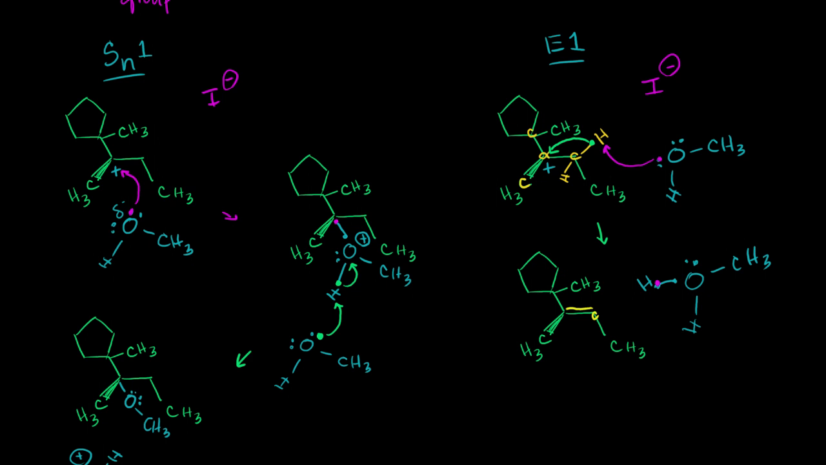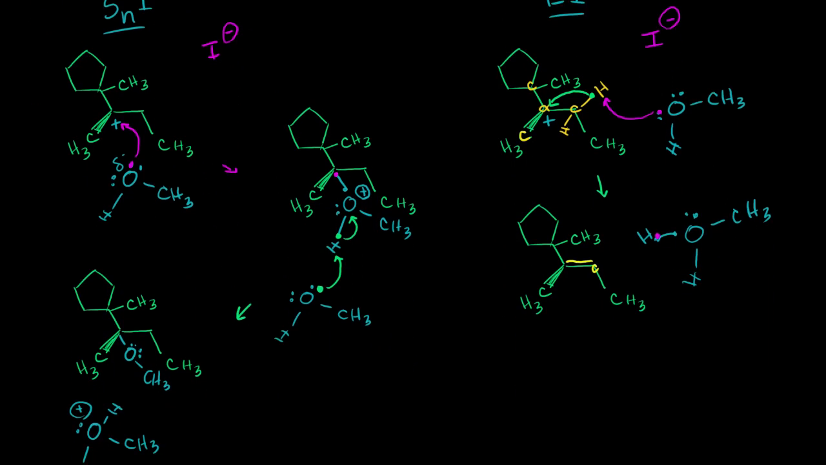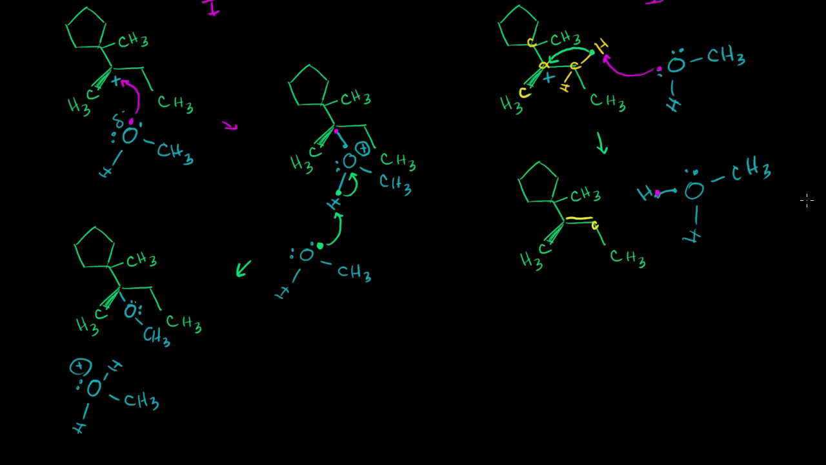So in this circumstance, we looked at all of the clues. All of the clues were against Sn2 and E2. They favored Sn1 and E1. So if you were to actually try to see what happens in this reaction, you would get products of both Sn1 and E1 reactions. These products and these products over here.